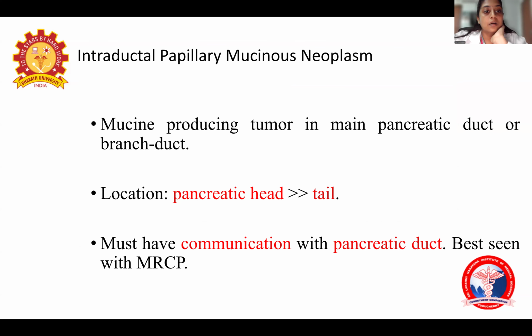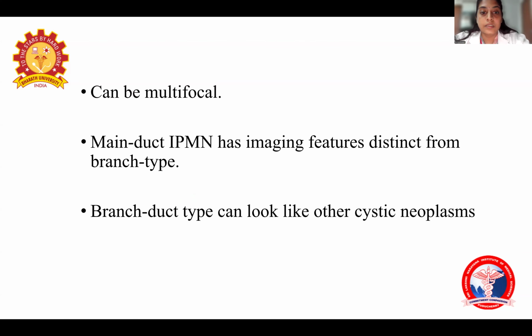Okay. Coming to the intraductal papillary mucinous neoplasm, these are mucin producing tumors in the main pancreatic duct or branch duct. The location is head of the pancreas or tail. The condition is it must have communication with the pancreatic duct. So the best modality will be MRCP. Okay. These can be multifocal. Main duct IPMN has an imaging feature distinct from the branch duct. The branch duct type can look like other cystic neoplasms.